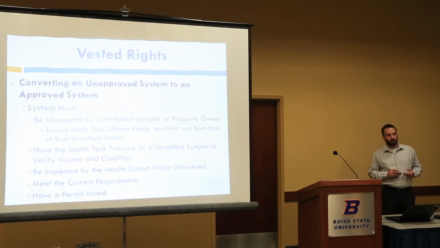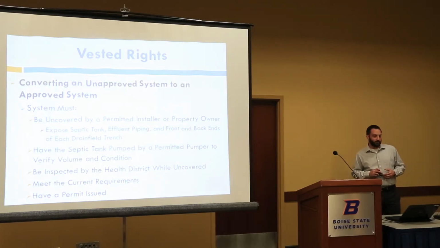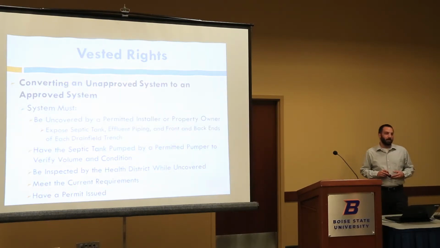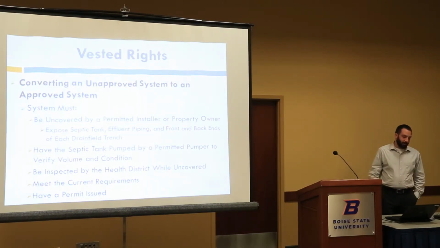And that system needs to be inspected by the health district while it's uncovered. So you don't just uncover it and tell them everything looked good. They've got to come out and look at the whole thing. That entire system needs to meet the current regulations and design requirements for that particular system if it's some sort of alternative system. And then the district has to issue a permit for it. So they're going to come out basically on an application and site evaluation and do all this previous work to verify what's been installed. If everything looks good, then they'll issue a permit for it and they'll fill out a final inspection form based on what they've looked at.